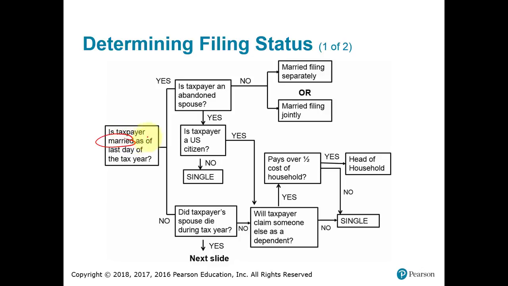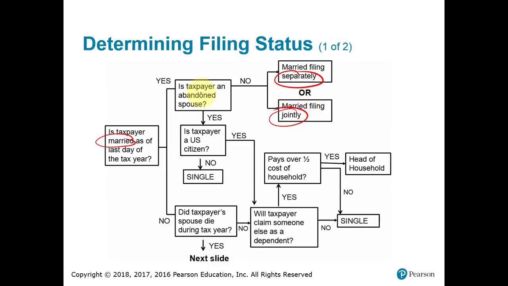So let's say, here's the question, are you married at the end of the year? And they answer yes, bypassing this question for now. The only filing statuses you have is either filing a joint return or separate returns as married. Now, keep in mind, a married filing separate is not the same as a single filing status. That's way down here. Okay, married is married.